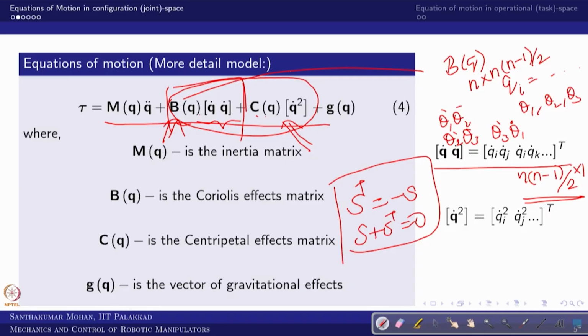Similarly, M of Q, which is the inertial term, cannot be negative. In that sense, M of Q is a positive definite matrix. Further, M of Q has one additional aspect: it is a symmetric matrix, in the sense M transpose of Q equals M of Q. We will see all this in detail in the upcoming slides.